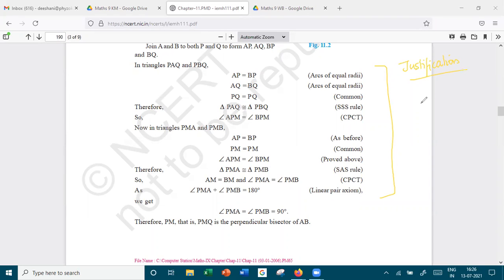This part is what comes under justification. So whenever they ask you to justify any particular construction, they're basically trying to ask you why is it 60 degree, or why is it 90 degree, or how is it 30 degree, like that. Okay. I think a few students get confused.